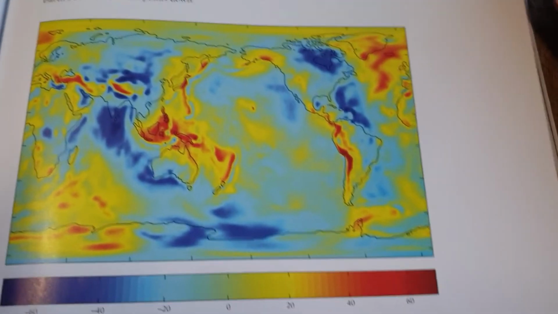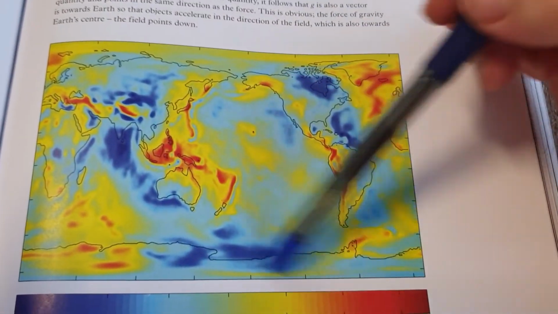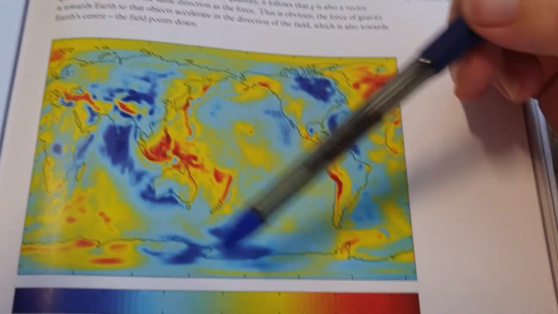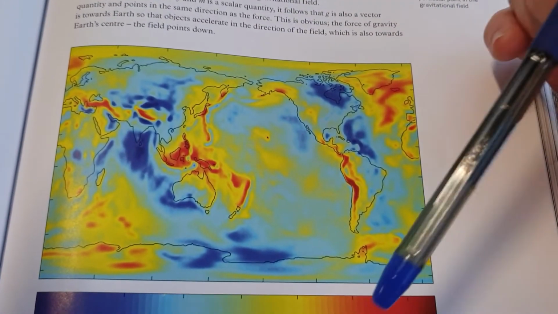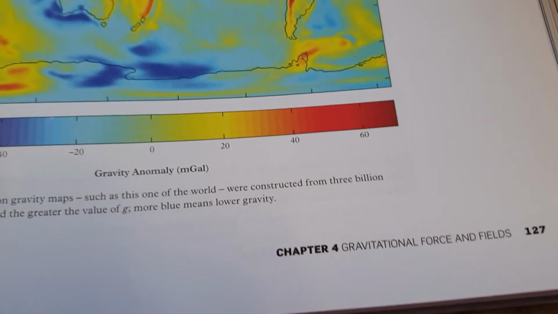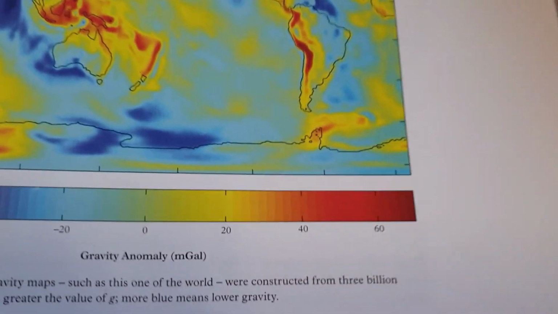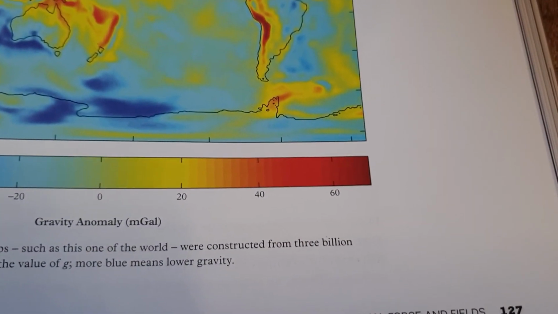Oh, here's a nice little diagram. This shows you how gravity actually varies a little. It's not in metres per second squared, it's in a special unit, milligals. I don't remember what a gal is, but it's small, tiny variations.